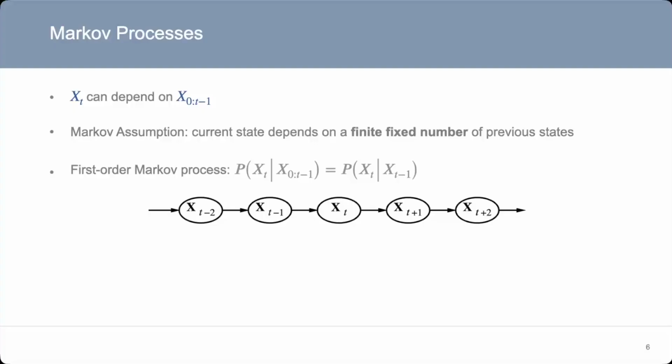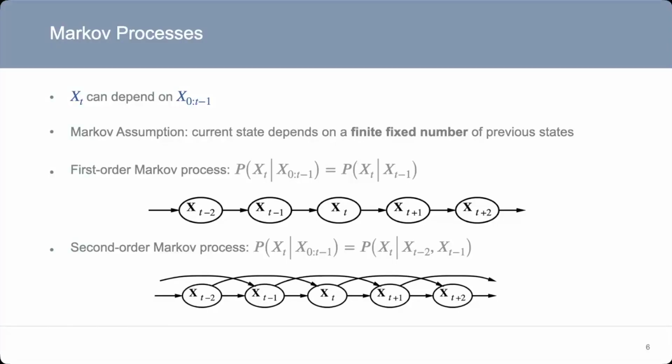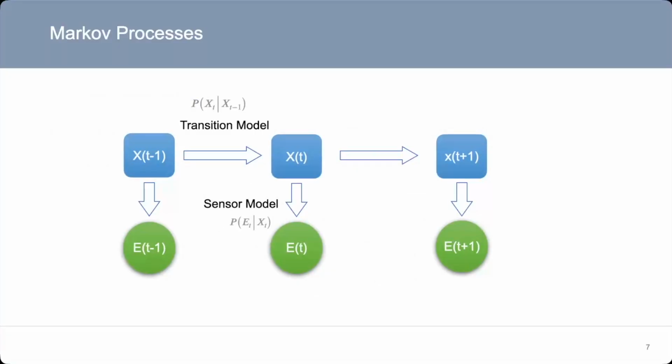In a network form, we can represent it as this, where there is only one incoming and only one outgoing arrow from any given variable. Similarly, in a second order Markov process, we say that X_t depends only on X_{t-1} and X_{t-2}. Graphically, we can represent it in this form, where for each variable there are two incoming and two outgoing edges. This is the simplified schematic we will be using throughout this lecture. As mentioned earlier, X_t, X_{t-1}, X_{t+1}, and so on are state variables.